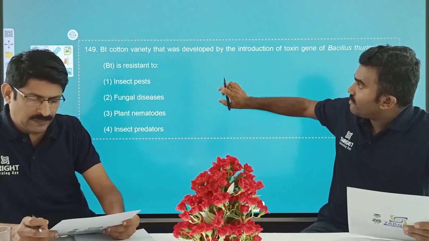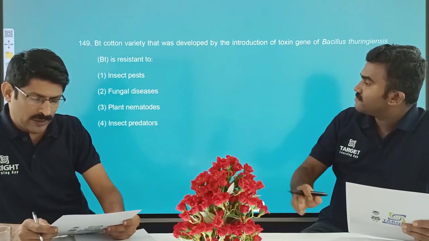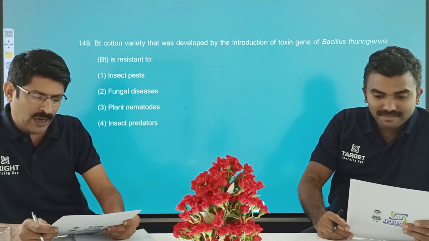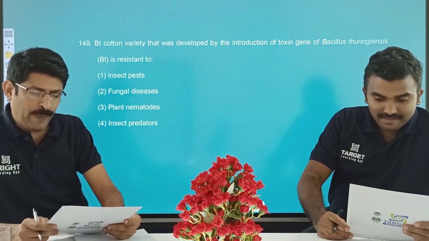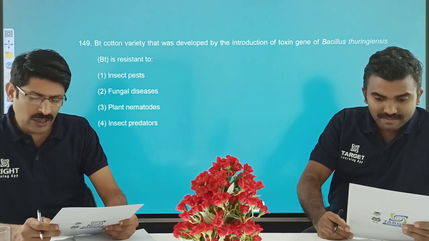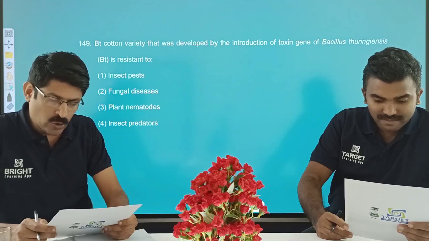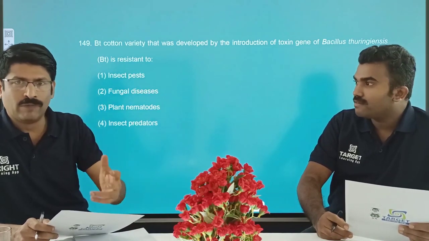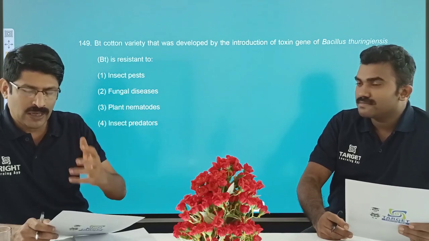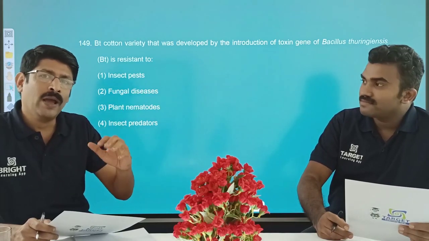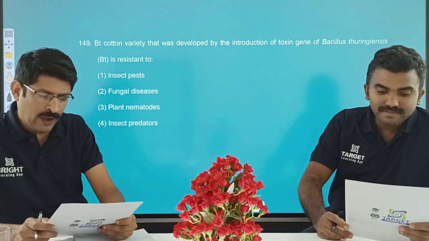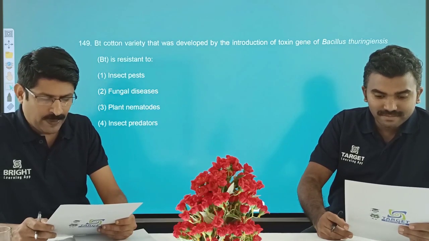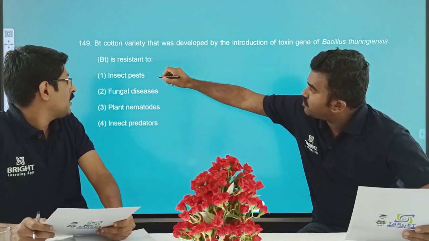Next question, again from Biotechnology, its application. The Bt cotton variety was developed by the introduction of toxin gene of Bacillus thuringiensis and is resistant to the insect pest, cotton bollworm. There are three types of Cry proteins inserted. Cry proteins or crystal proteins are active only in the alkaline medium. So insect pest is the right answer. First one is the right answer.